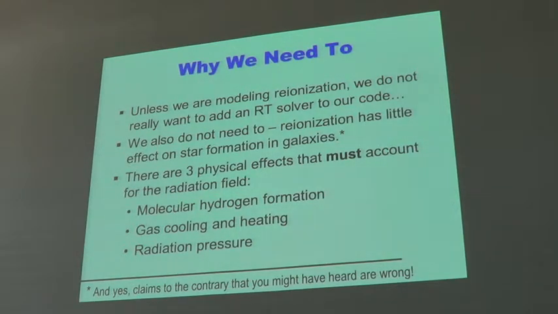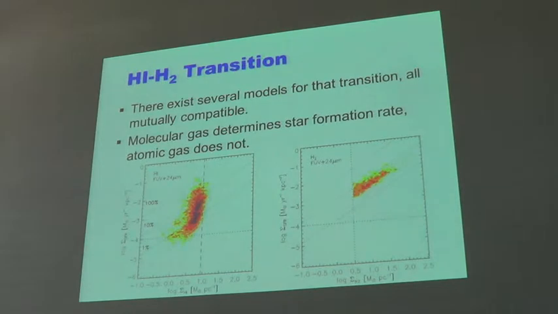So there are actually three different processes which do explicitly depend on the local radiation field. It's the formation of molecular hydrogen, cooling and heating rates, as Sebastian showed us, and of course radiation pressure as a feedback mechanism. So I'll talk about all of them briefly.